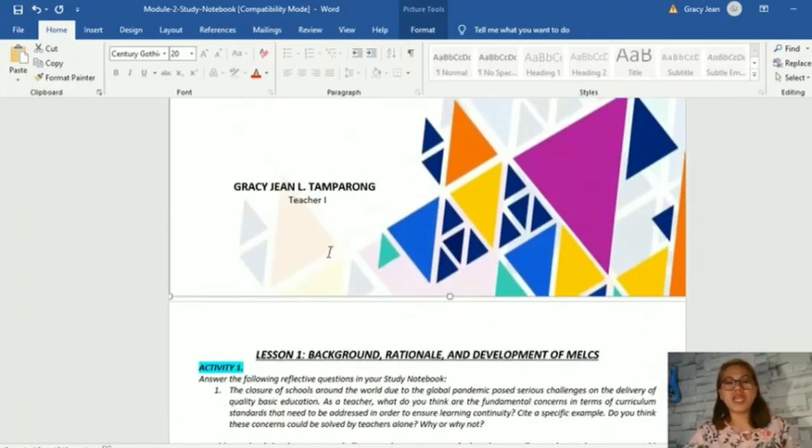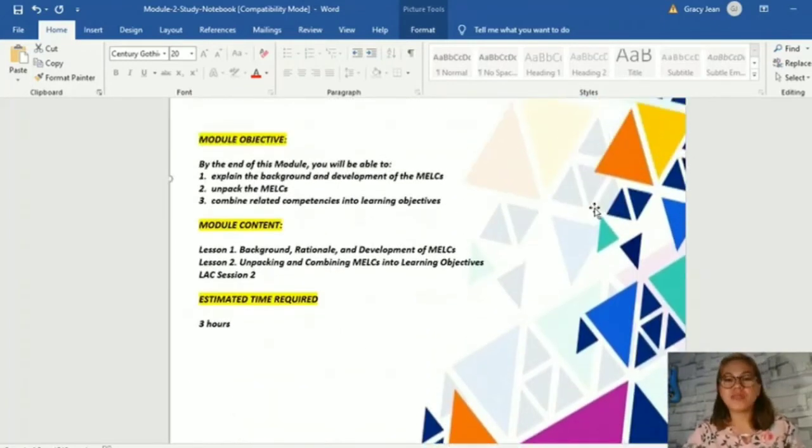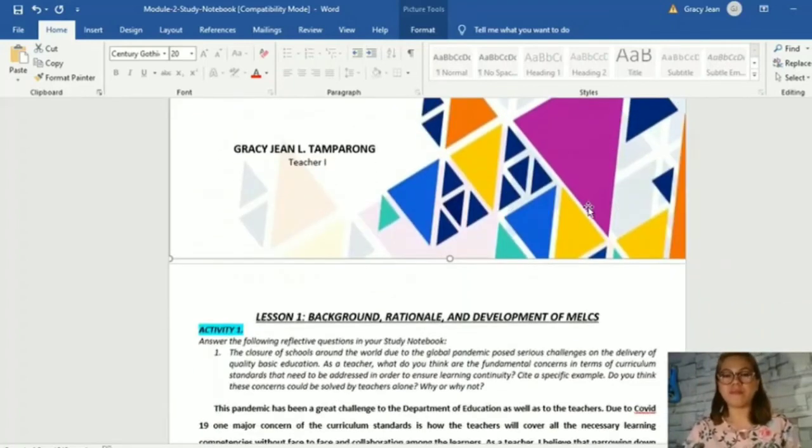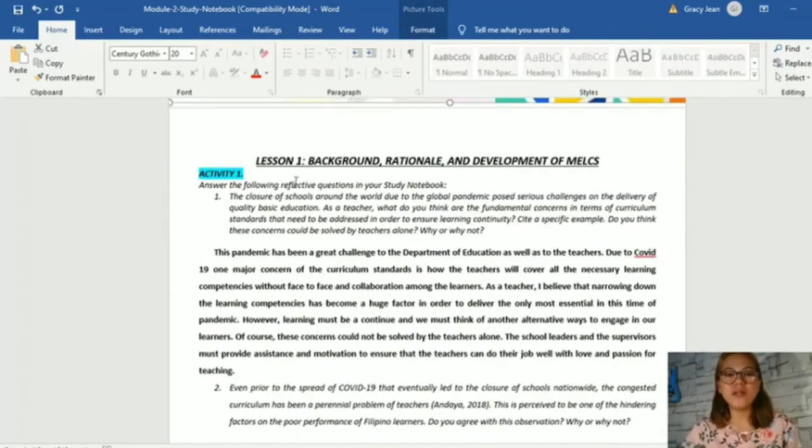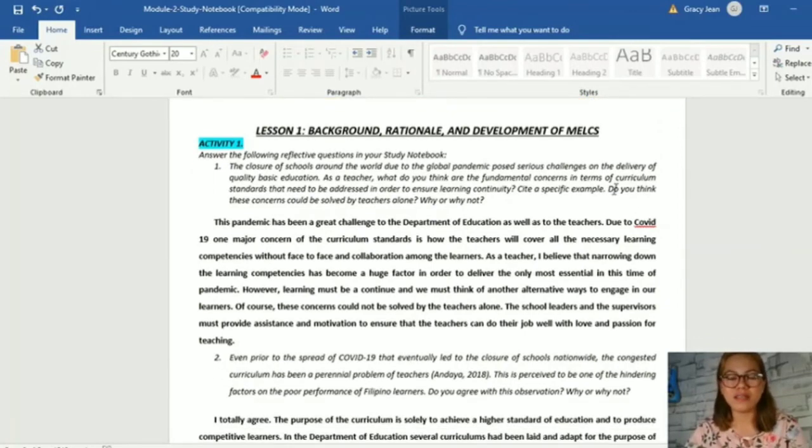Okay, so again, you can do cover page in your module. Okay, for lesson 1, background, rationale, and development of MELCs. So for activity 1, question dito is answer the following reflective questions in your study notebook. So the closure of schools around the world due to the global pandemic. Okay, there are three.